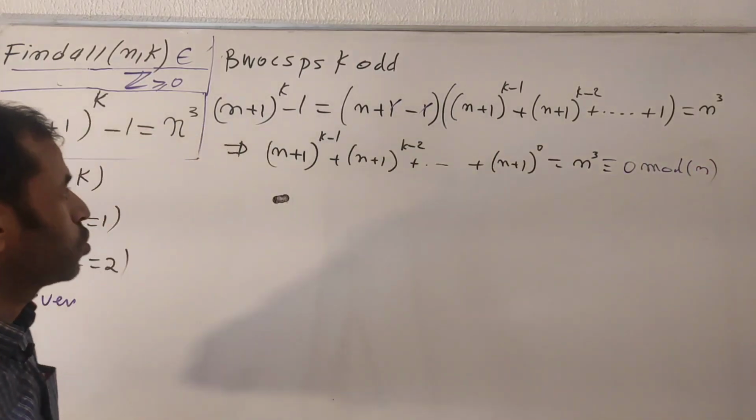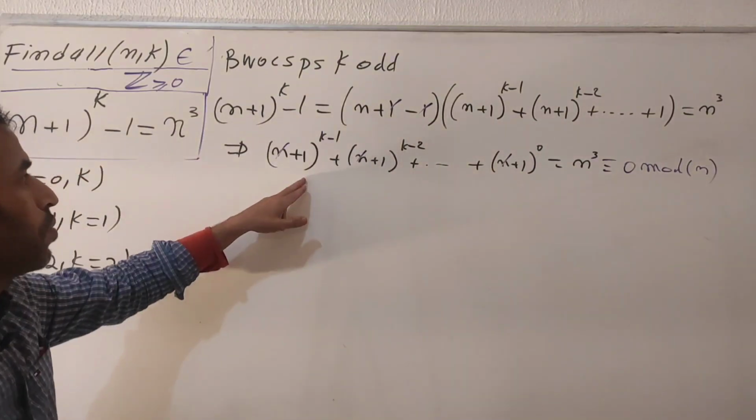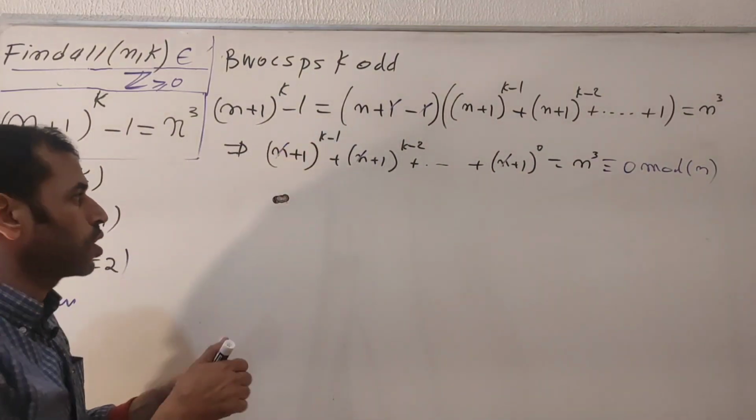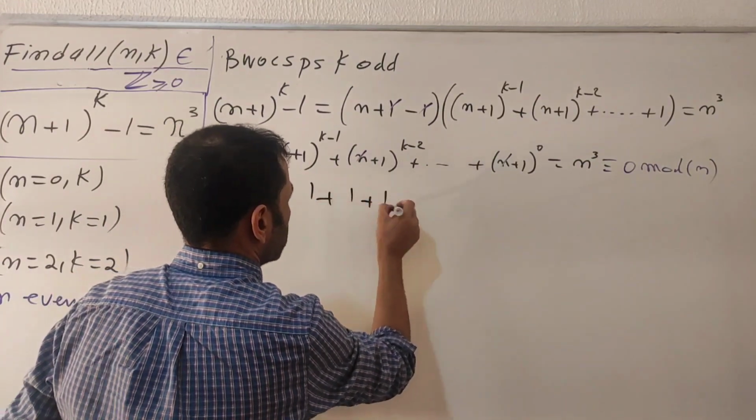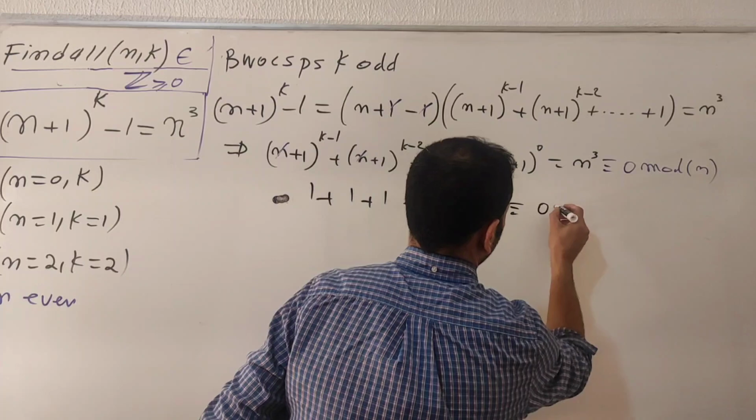Okay? So this one is 0, this one is 0, and all the way down. I will be left with 1, which is 1^(k-1), plus 1, plus 1, and all the way down until you get 1. This one is congruent to 0 mod n.